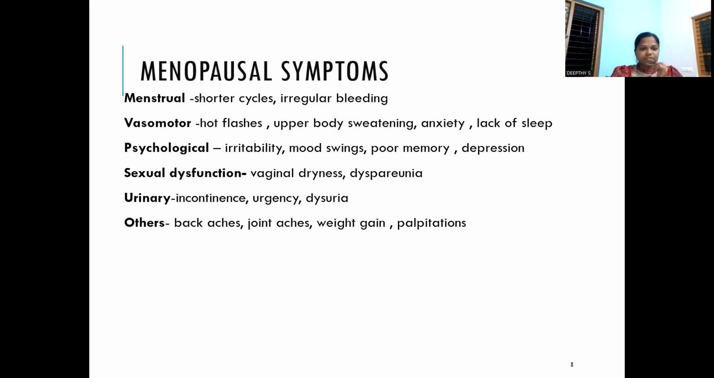Coming to the sexual dysfunction, there may be vaginal dryness and dyspareunia. The vaginal dryness is like this: the vaginal pH changes to alkaline, and there may be less secretion and it leads to vaginal dryness. Thus, sexual activity becomes very painful, and it is called dyspareunia.